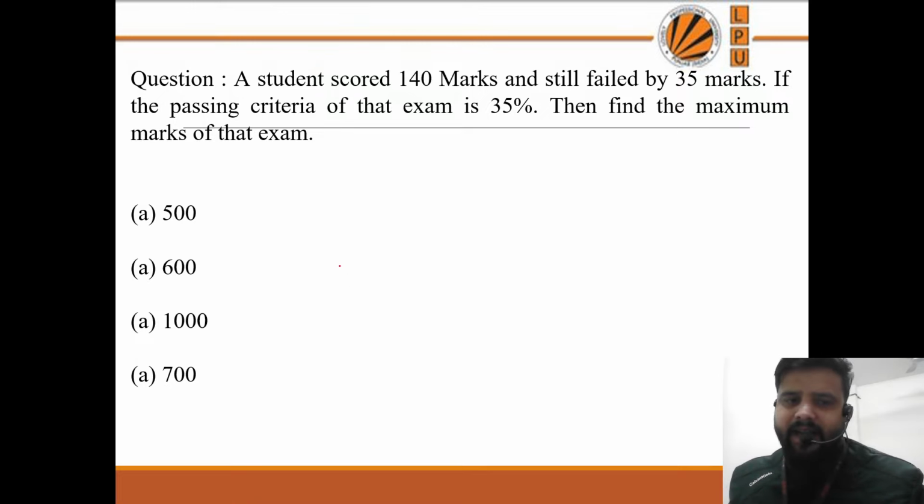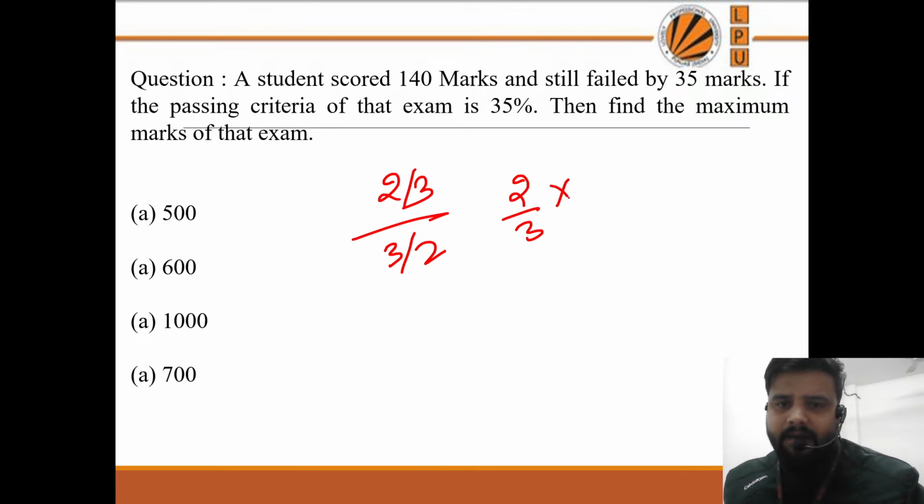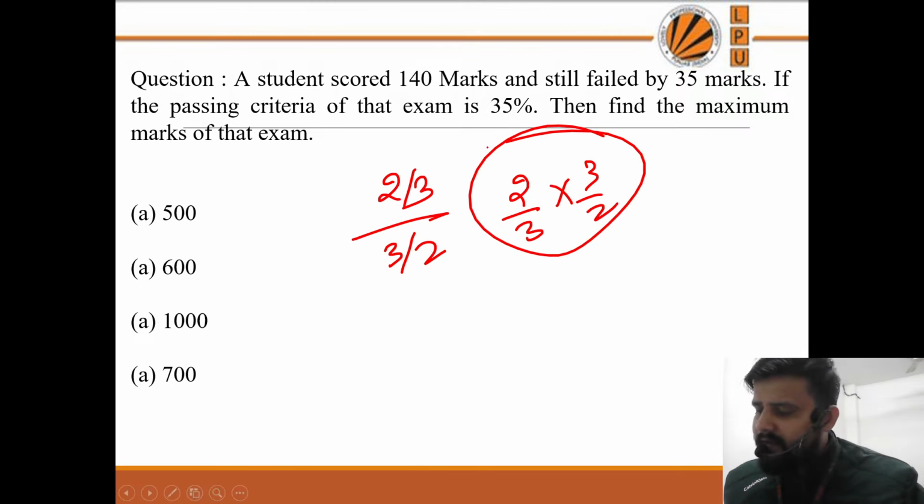Aman is asking me why I reversed. When I write 2 by 3 and 3 by 2, when I multiply it, what I'll write? Isn't it like this?